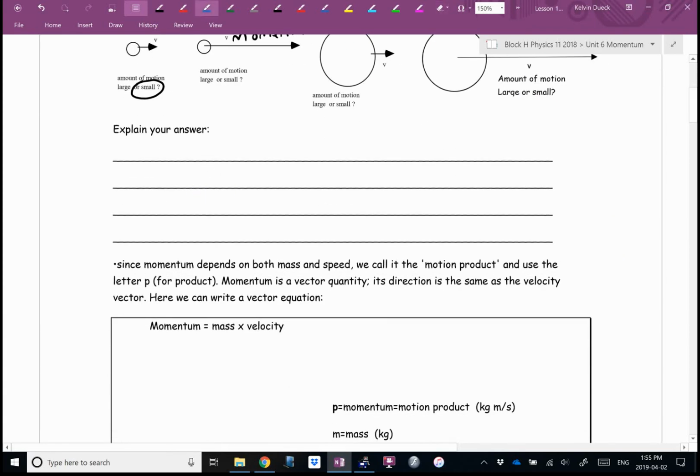It says, explain your answer. Rather than explain by writing out a paragraph, I'm going to hope the game of catch that Matt and I played was clear enough. What would be a good variable, a good letter to use for momentum? Oh, why can't we use M? Mass. So what letter do we use for momentum?